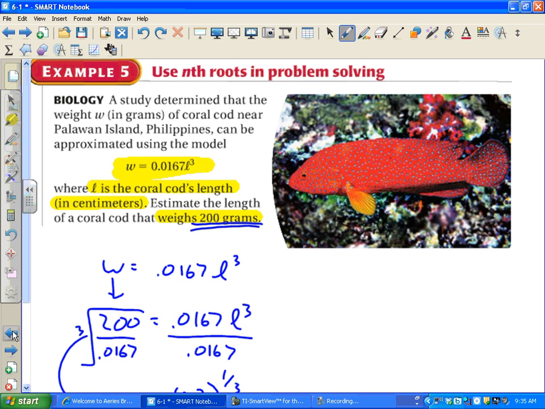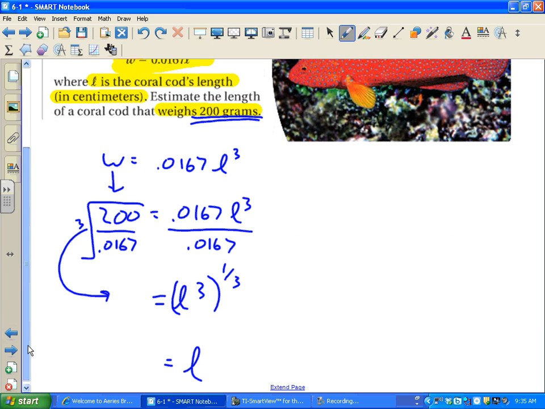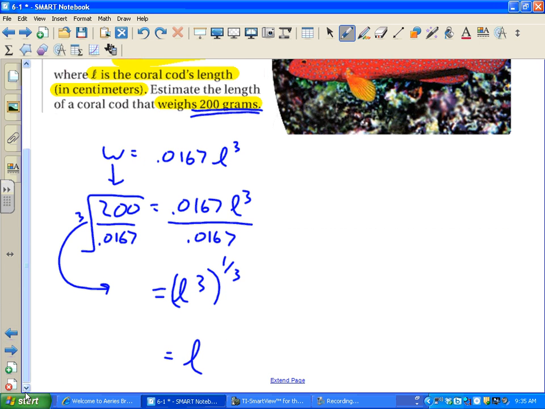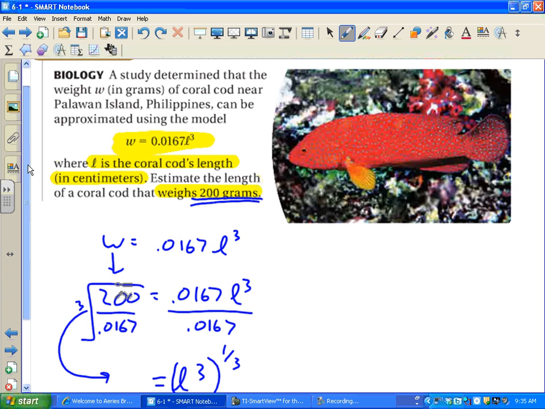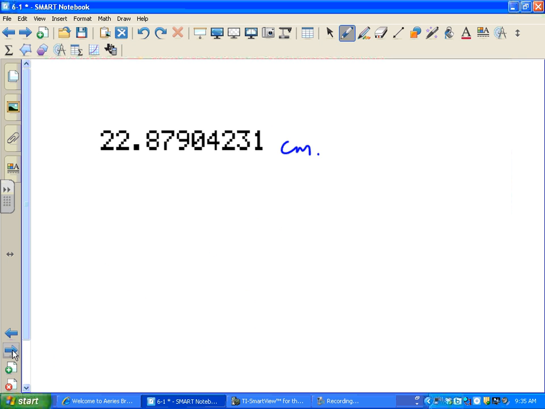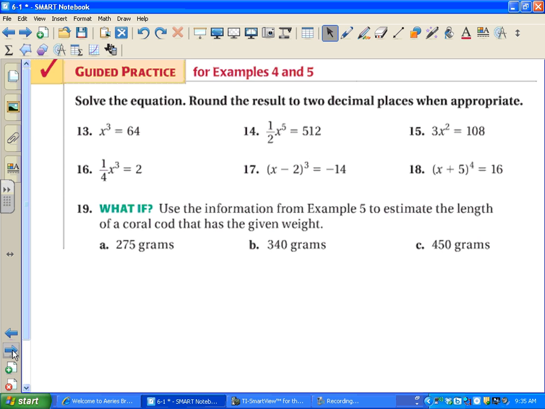So according to that equation, the length of that coral cod will be about, and we're going to call that an approximation, 2 wiggles. It's not equals, it's an approximation, about 22.879 centimeters. Okay? Using your calculator, cube root, make sure you're okay with the idea of fractional exponents and simplifying radicals. That's really what we're doing. And I think that's it. That'll be you guys. And we're done.